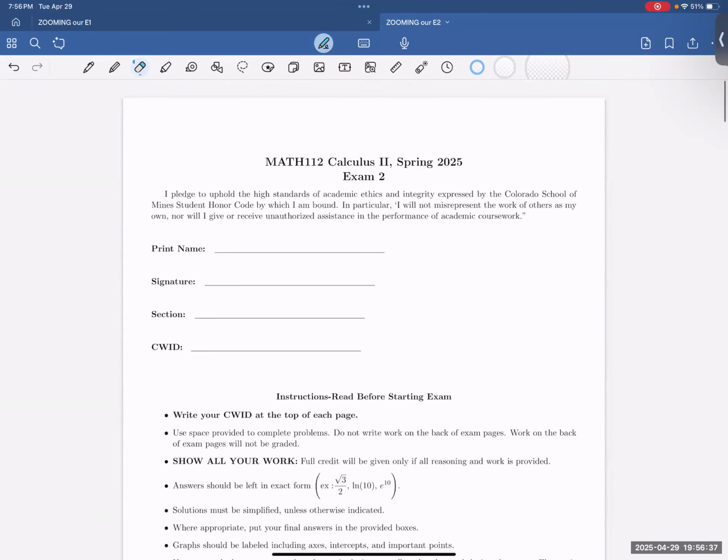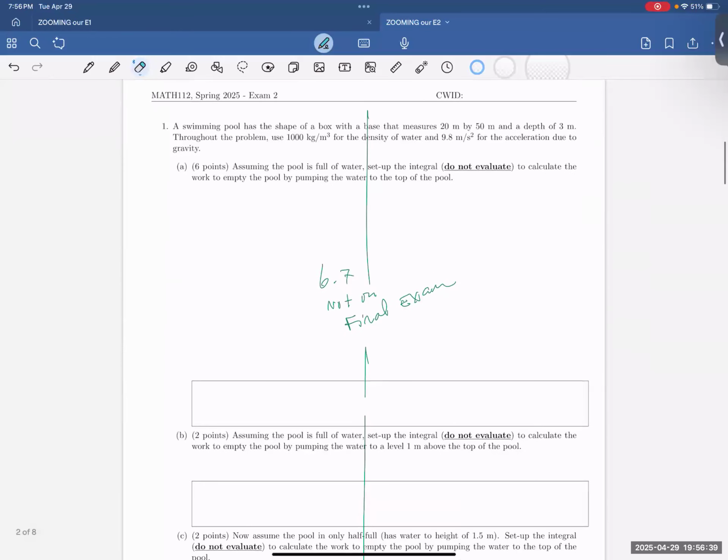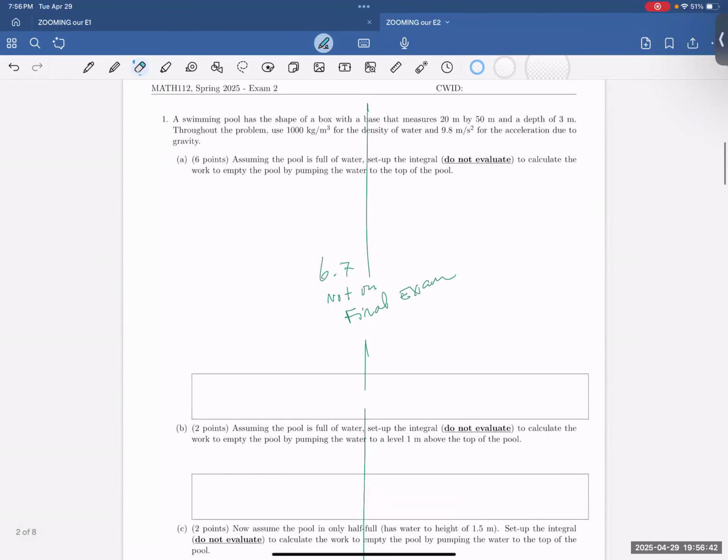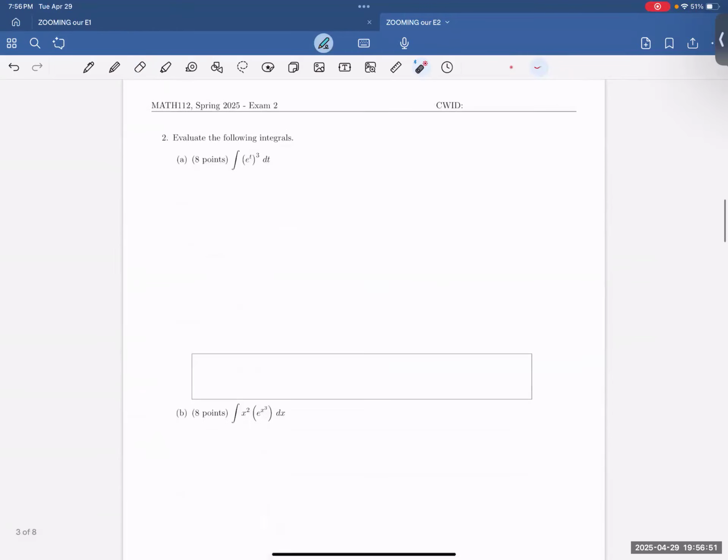This is our exam 2. So question 1 deals with section 6.7, and that is not on our final exam. Then let's see, moving on to integration.